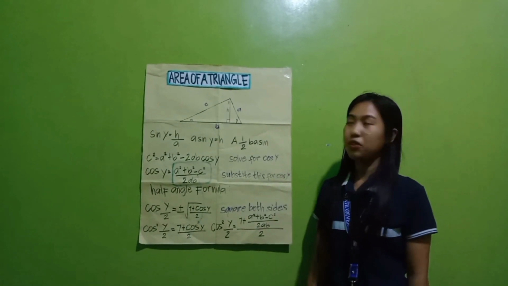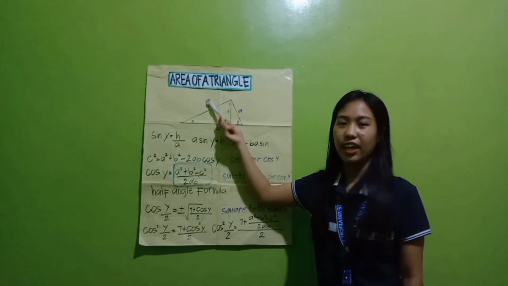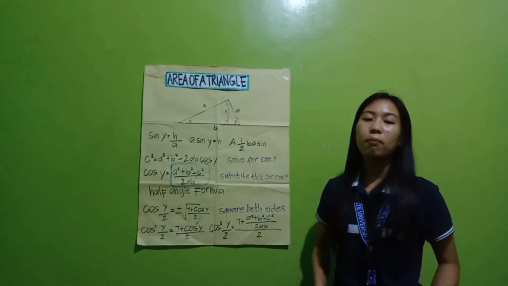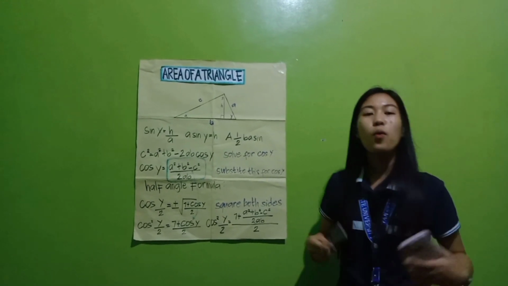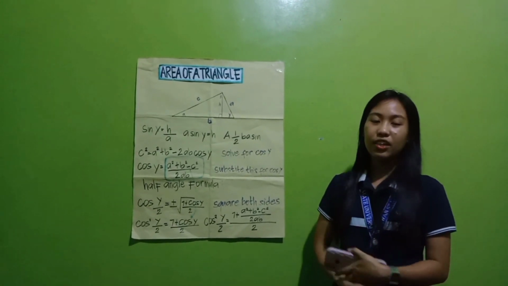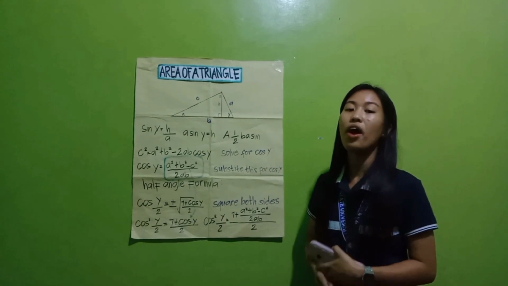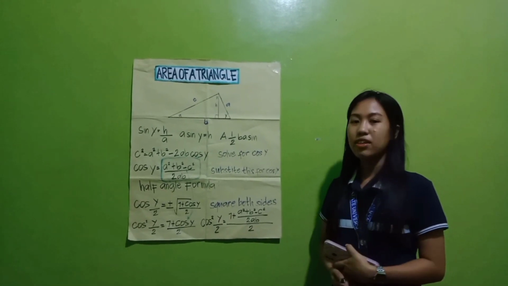Now let us proceed to the area of a triangle. You probably already know the formula for the area of a triangle. So what is the area of a triangle? The area of a triangle is equal to 1/2 base times height.